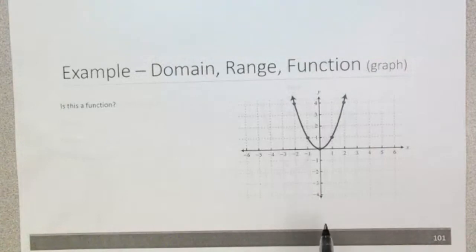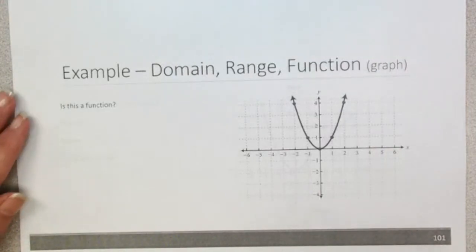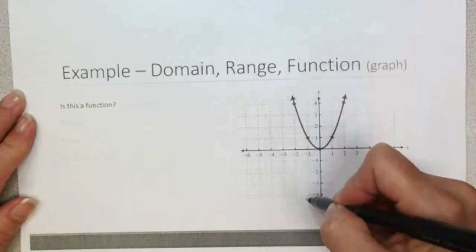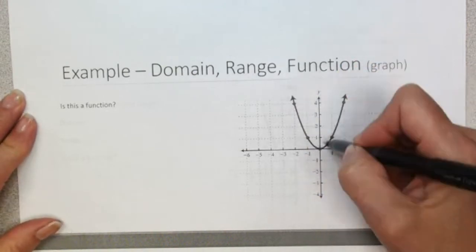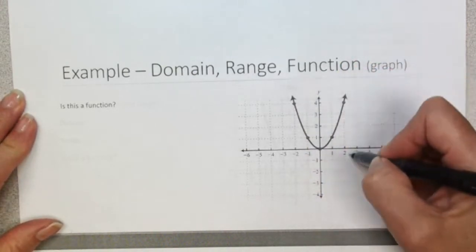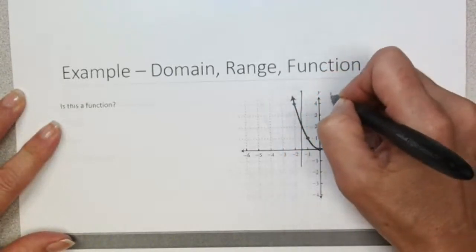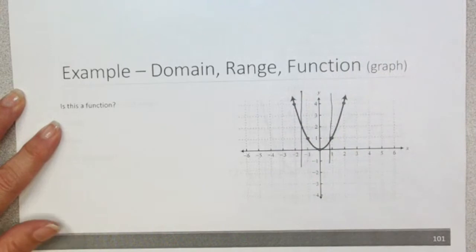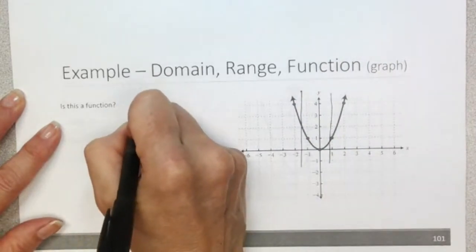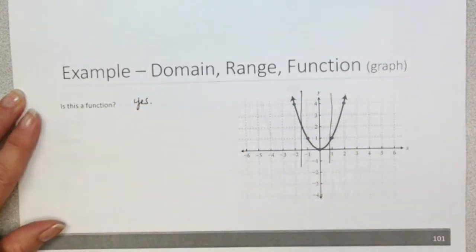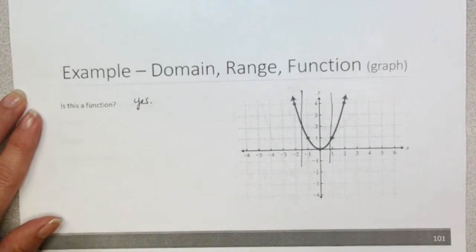So this graph that we were just looking at, is that a function? Well, can I imagine any vertical line that intersects that graph in more than one place? No, any vertical line that I can imagine and draw on there is going to intersect the graph in only one place. So I would have to say, yes, this is a function that passes the vertical line test.